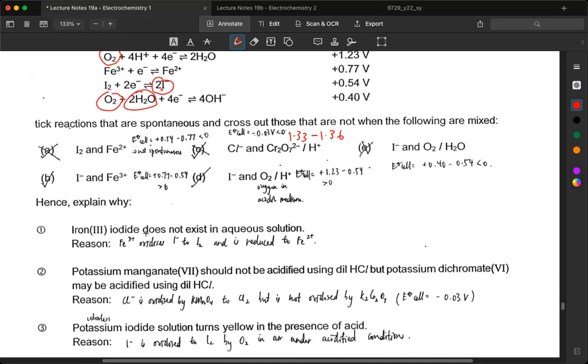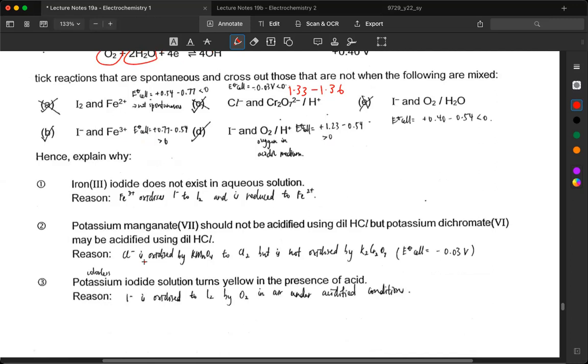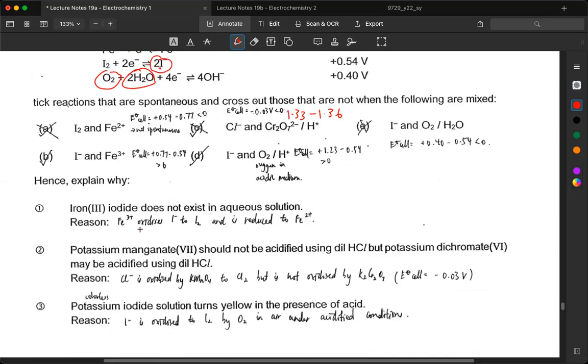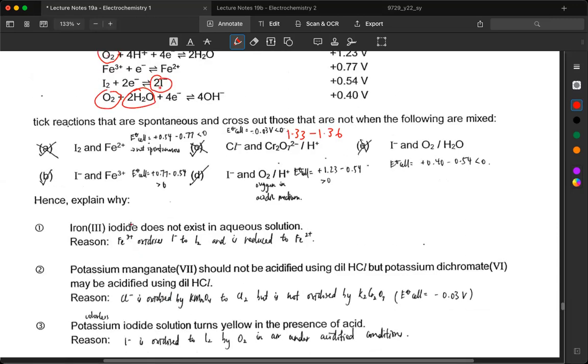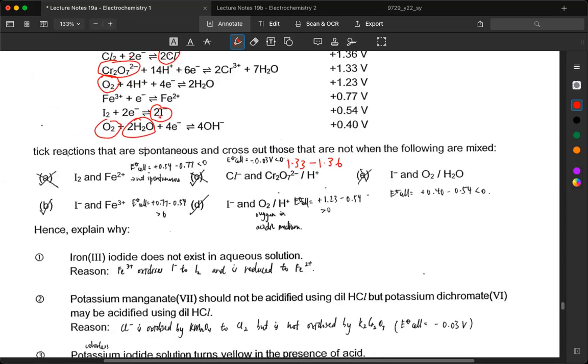So explain why iron 3 iodide does not exist in aqueous solution. It doesn't form because, with this E0 value, you answer this question. Iron 3 iodide does not exist because Fe3+ is going to oxidize I minus to I2, and itself is reduced to Fe2+. So this is actually talking about part B here.